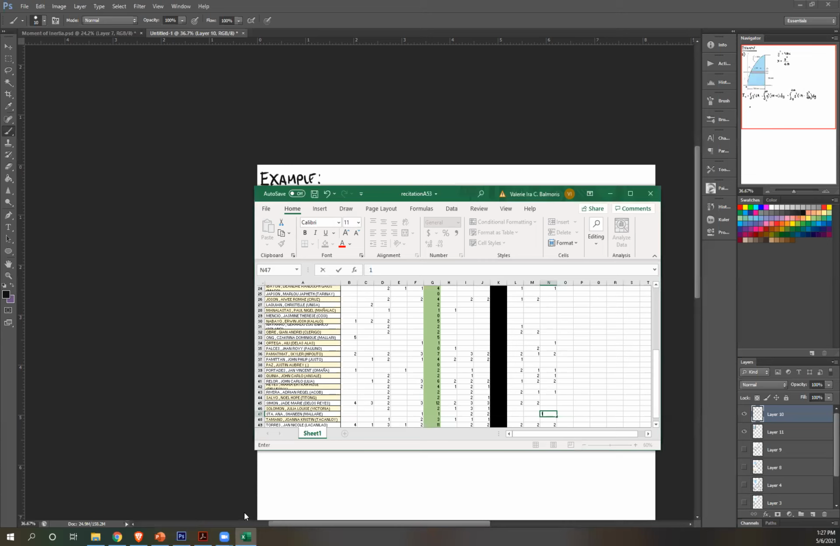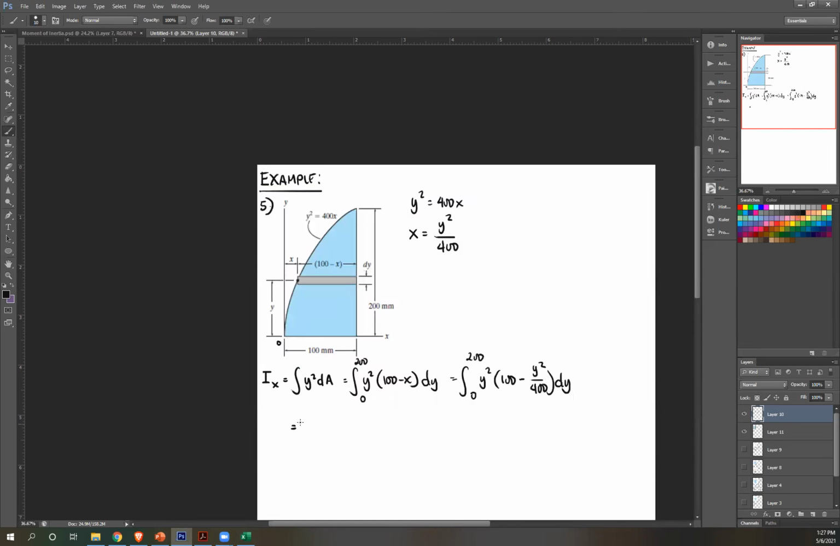So it's 106.67 to be more specific, or 107 times 10 raised to 6. Okay, so we'll use the more specific one. 106.67 times 10 raised to 6. And then our unit is in millimeters. This is a moment of inertia, so millimeter raised to 4. Okay, so that's our answer.